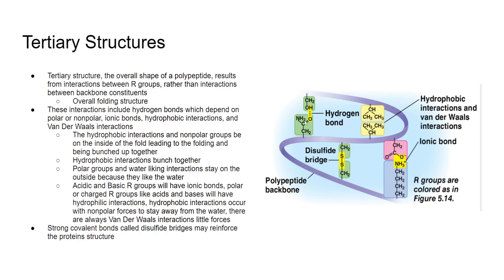So there's just a bunch of interactions occurring with the tertiary structure between R groups. We see these R groups combining together and forming these bonds: van der Waals interactions, disulfide bridges, hydrogen bonds, ionic bonds, and these help create the tertiary structure, because the overall folding structure of the protein occurs based off of these R groups interacting with one another.